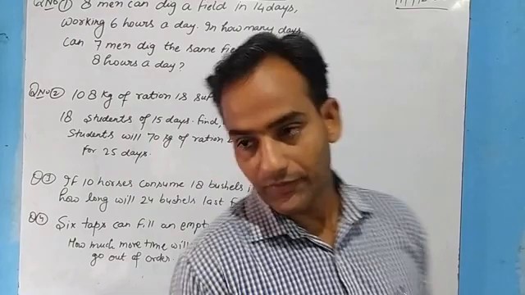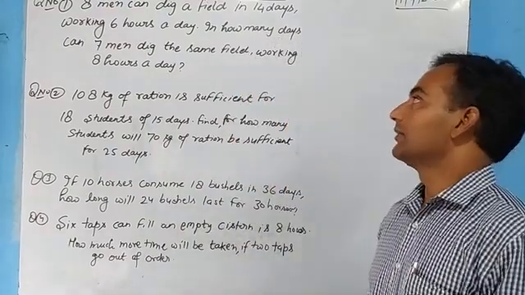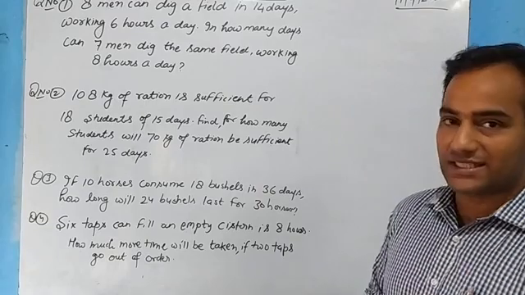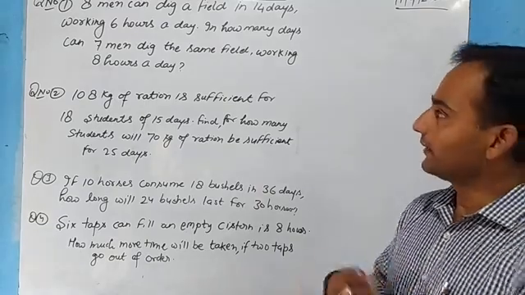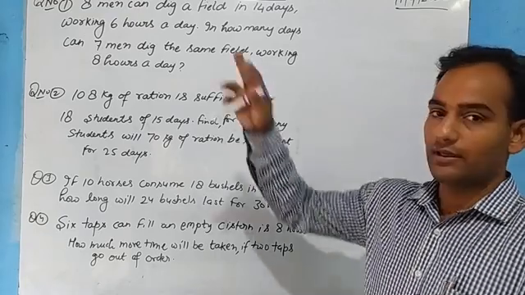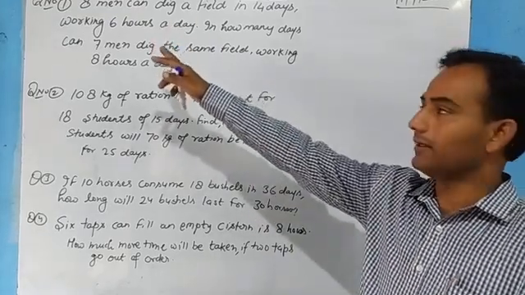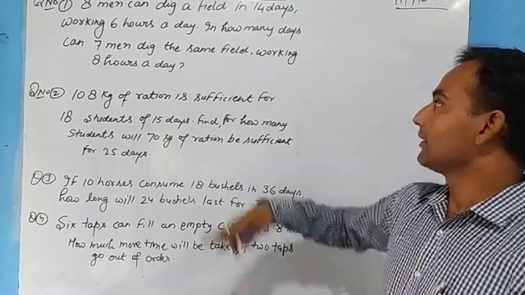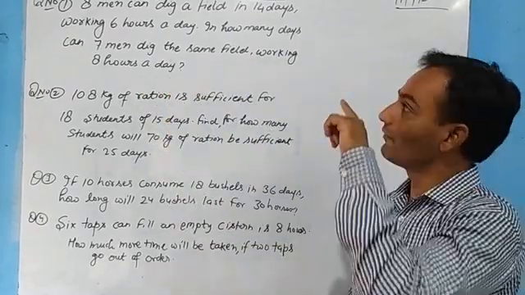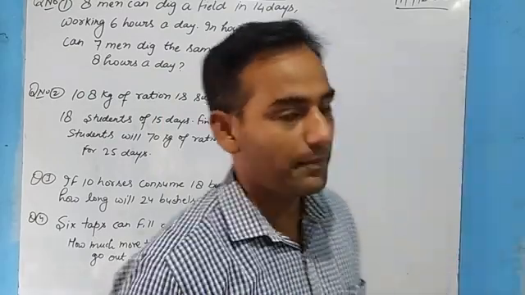Listen carefully. We have 8 men digging a field for 14 days, but they are working 6 hours only. On the other hand, in how many days can 7 men dig the field? Earlier we had 8 men, now we have only 7 men, but working 8 hours a day. Earlier they were working only 6 hours. So this is the main factor.